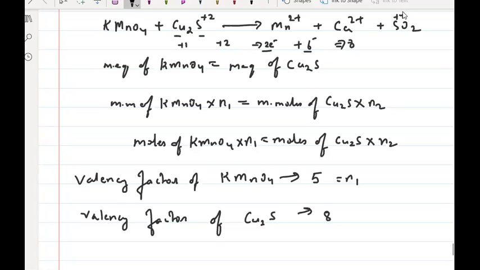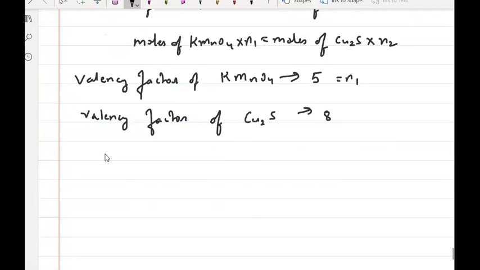We also have this example, because in Cu2S, both Cu and S are changing the oxidation number. So now see this. The moles of KMnO4, we don't know, we write it as X, into valency factor of KMnO4, 5, is equal to moles of Cu2S. I have given it as 2, into valency factor of Cu2S, 8. Now, can't you find X? X is equal to 16 by 5. Got it? Easy? Now you understood the concept of the law of chemical equivalence.